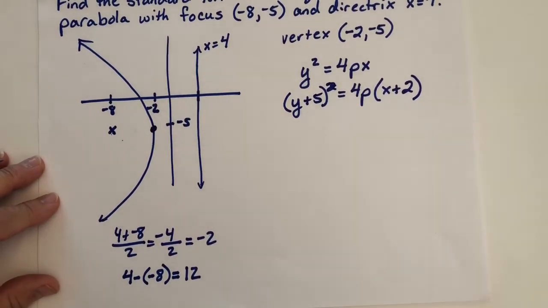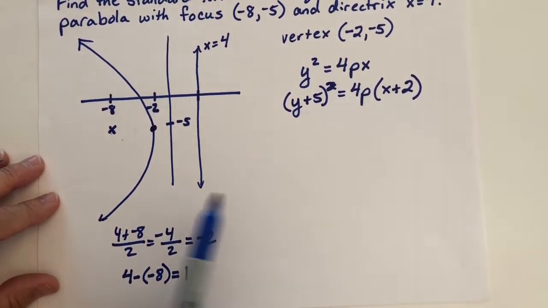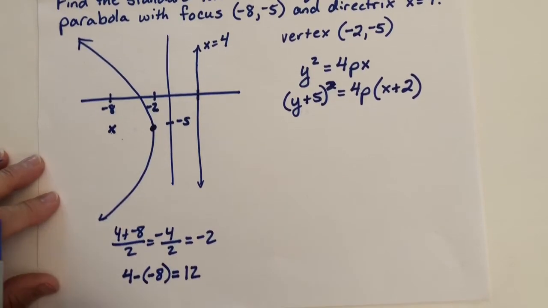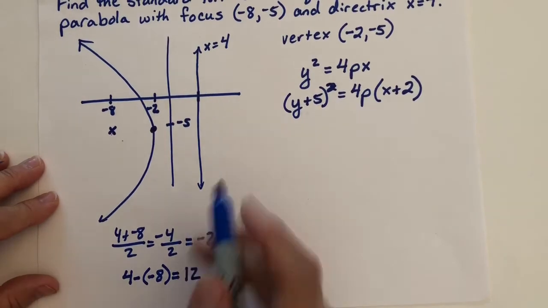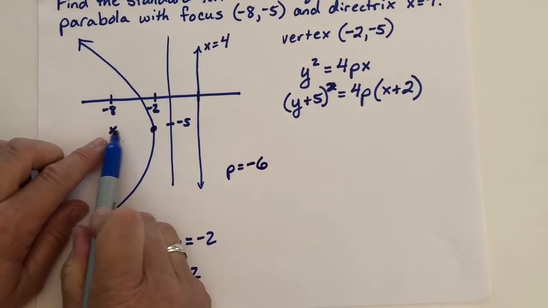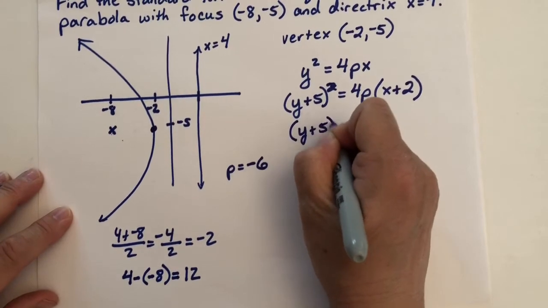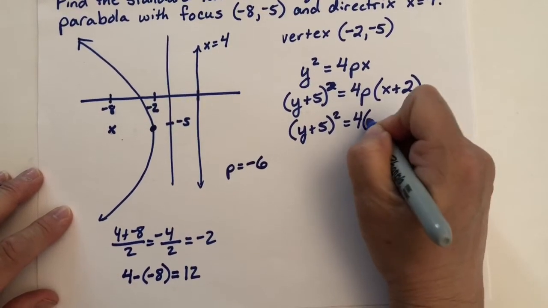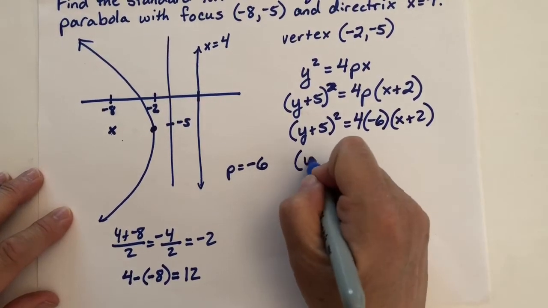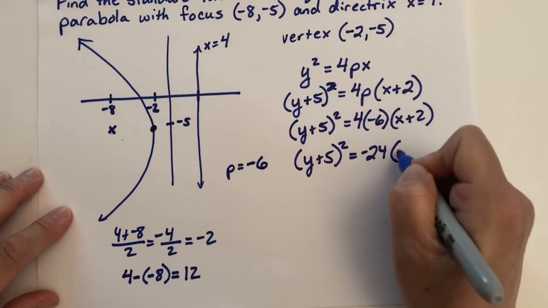And now we're almost there. We don't have the p value, but we can look at our picture. Notice the distance from vertex to focus is 6 units. And it's opening to the left, so we know p equals -6 for this problem. This distance is 6 units. So we have y plus 5 squared equals 4 times -6 times x plus 2. So our equation is y plus 5 squared equals -24 times x plus 2.